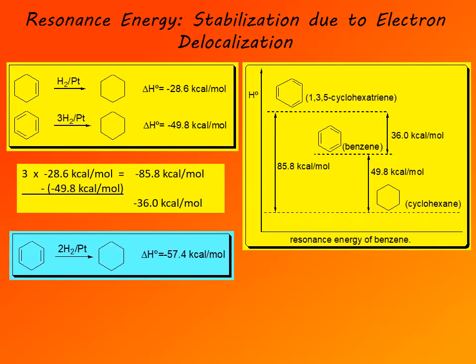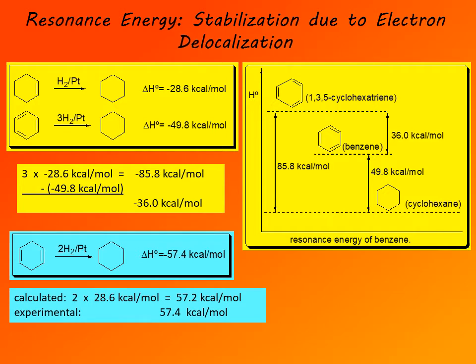And we can show that this process is correct by carrying out control experiment on 1,4-cyclohexadiene. Hydrogenation of 1,4-cyclohexadiene releases 57.4 kilocalories per mole. If our reasoning is correct, then the amount of energy should be twice the amount of energy released upon hydrogenation of cyclohexene. And so when we calculate 2 times 28.6 is 57.2. That's the expected hydrogenation energy of 1,4-cyclohexadiene, and the actual is 57.4, slightly higher, but within experimental error.